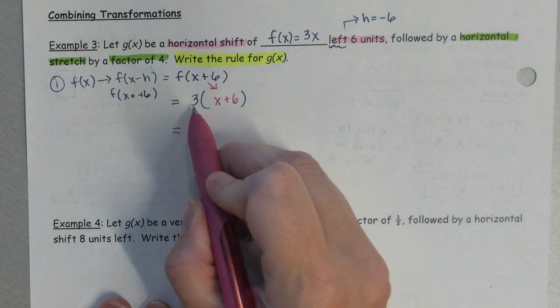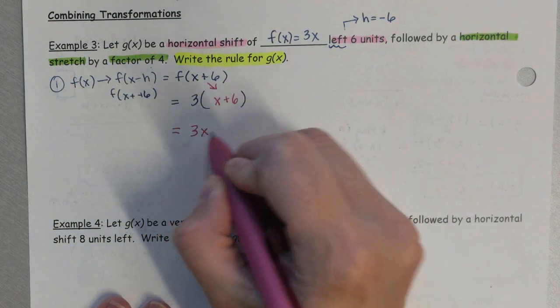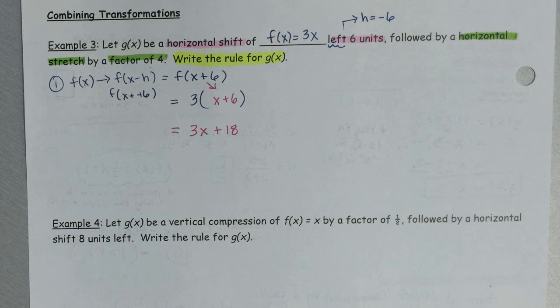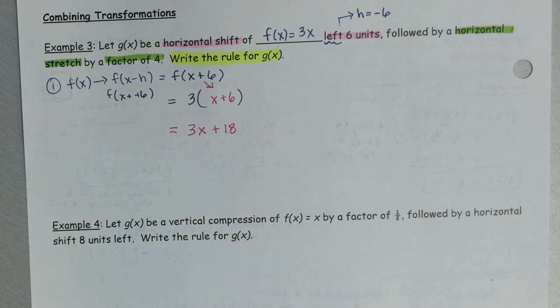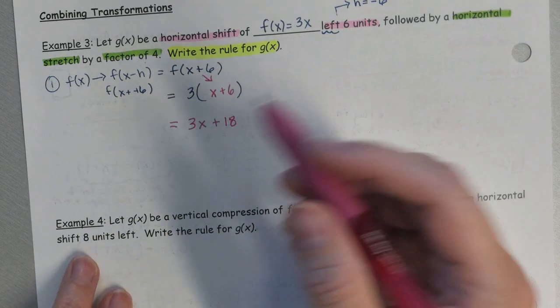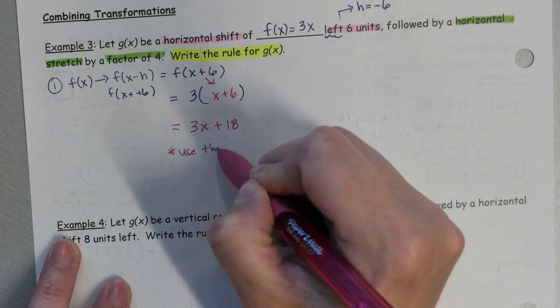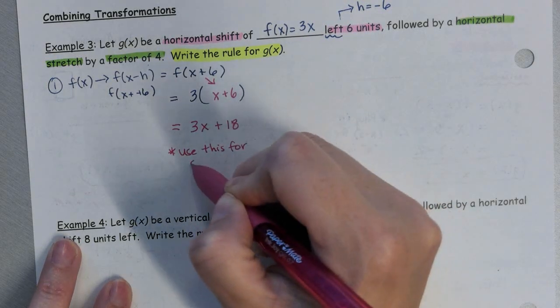So now I'm going to distribute. 3 times x is 3x. 3 times 6 is 18. That's what I have for step 1. Okay, so this is my new equation. And then I'm going to use this for step 2.